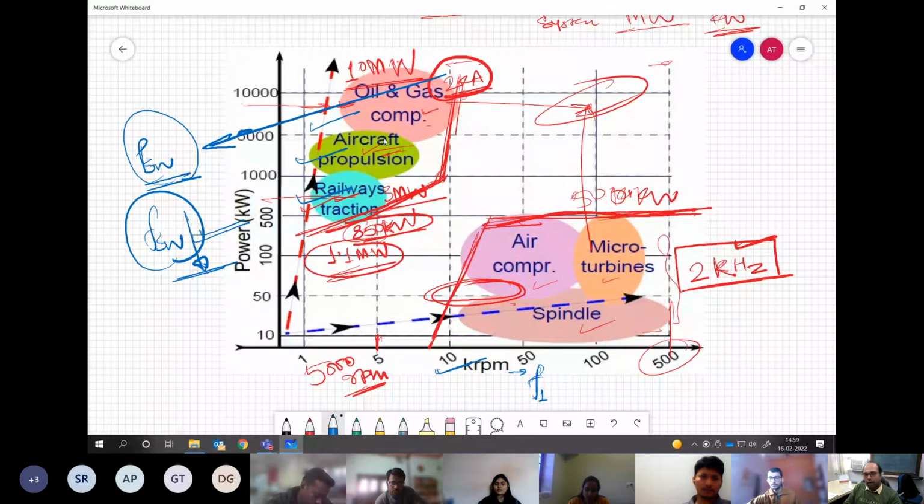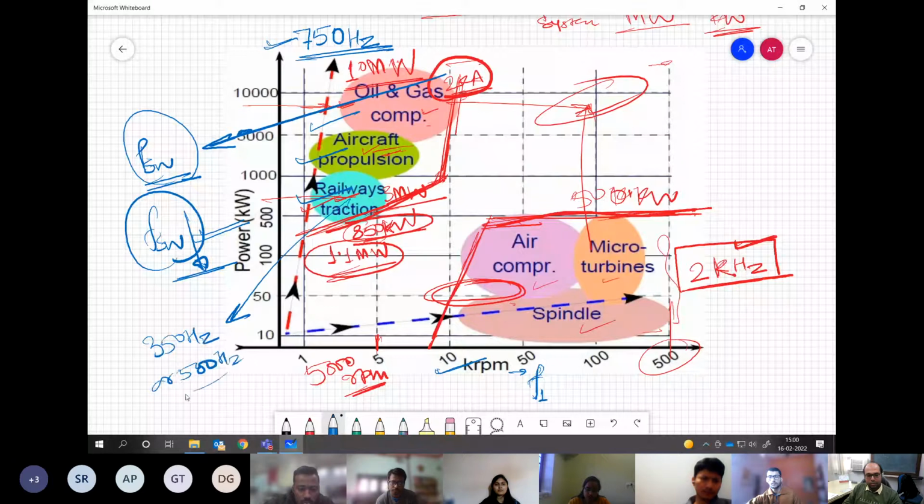Irrespective of what system you have and what fundamental frequency you have, sometimes you may have a very hard restriction on the switching frequency, that you cannot cross this boundary of 750 Hertz. Irrespective of the fundamental frequency you are running at, this may be a hard boundary. For railways, actually, this is 350 Hertz or 500 Hertz. You understand the point?